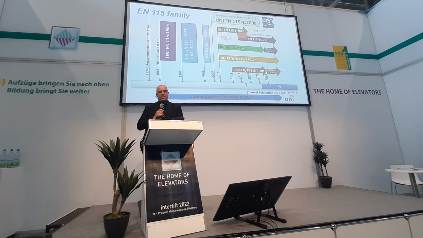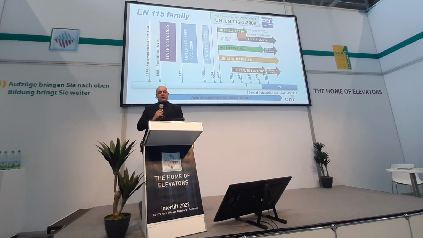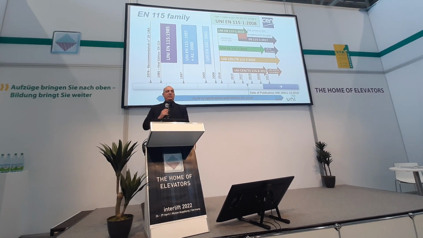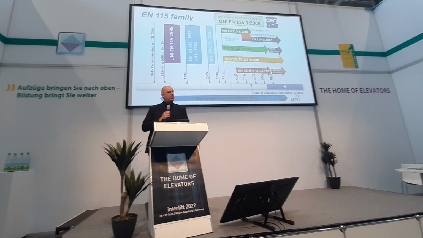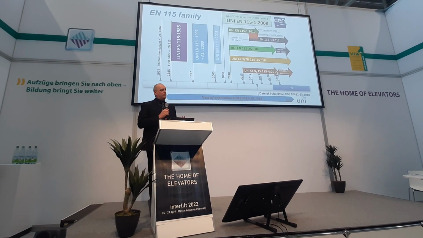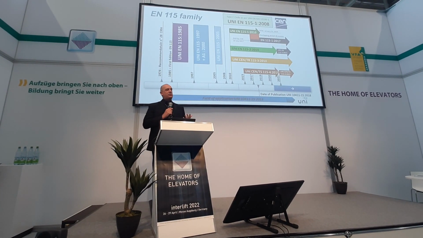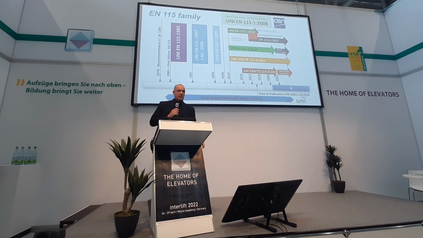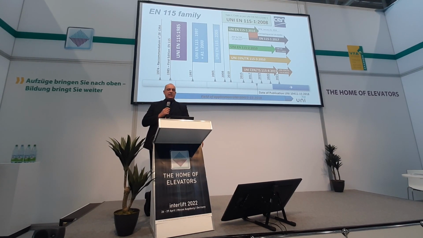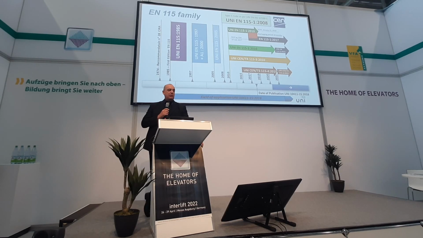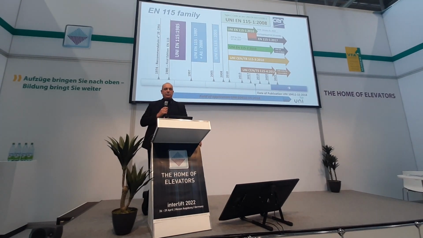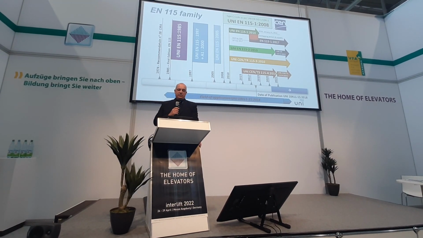And in this family you can see that from 2008 we have the EN 115 part 1. So part 1 is the safety code related to the construction and installation of new equipment, so completely new equipment. This is also a harmonized norm. What does it mean? It means that it gives presumption of conformity with the essential safety requirements of the relevant directive. What is the relevant directive for escalators? It is the machine directive.